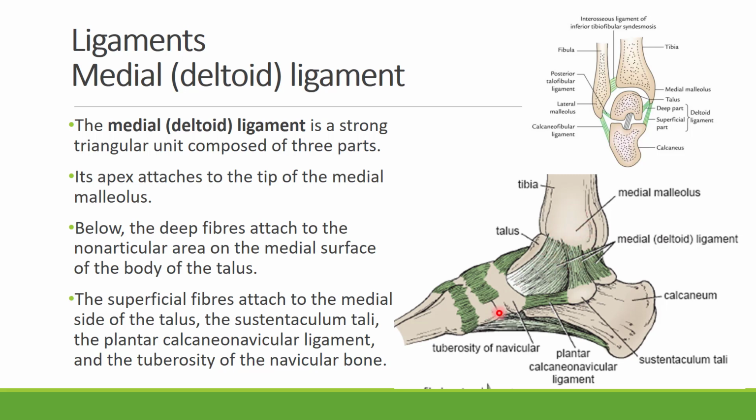Again, I will explain. This is a triangular ligament. The apex of this ligament is attached to the medial malleolus of the tibia, and below, the base consists of two parts. The deep fibers and the superficial fibers. Deep fibers are attached only to the talus bone, and the superficial fibers are attached to the medial surface of the talus bone, the plantar calcaneonavicular ligament, and the tuberosity of the navicular bone. This is the medial or deltoid ligament.